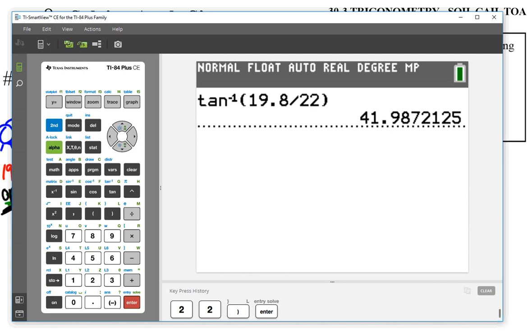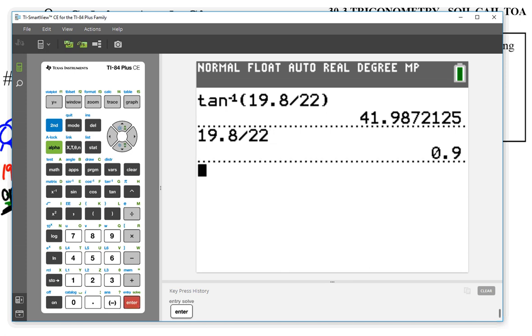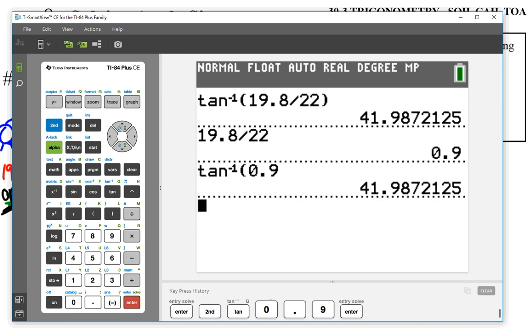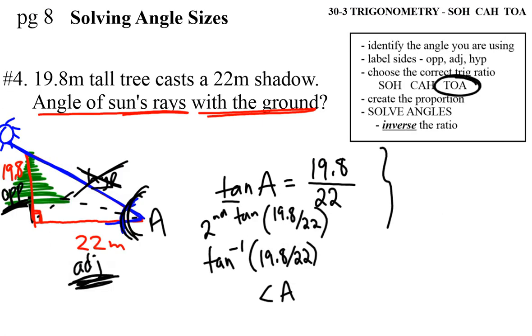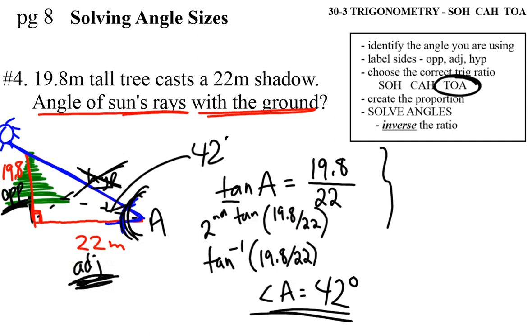42-degree angle. But one more time, some calculators, if your calculator doesn't let you punch everything in, what can we do? 19.8 divided by 22. Look at that. It's a decimal that ends, so we'd only need one decimal place. Second tan now, 0.9. There's our 42 degrees. So angle A is 42 degrees. The sun meets the ground at 42 degrees.